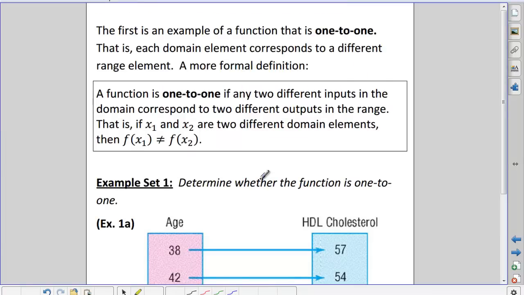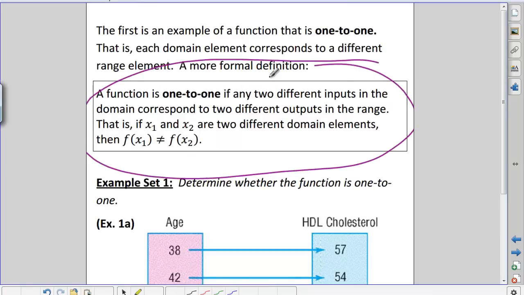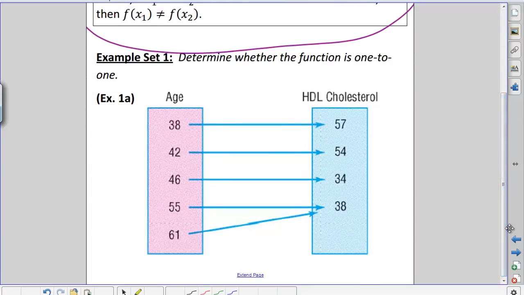We have a more formal definition of that. I would say don't worry about it. It's a pretty simple concept, so you shouldn't have any trouble determining, in this case, whether this is one-to-one. And the answer is no.